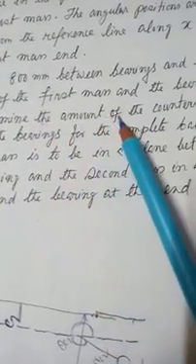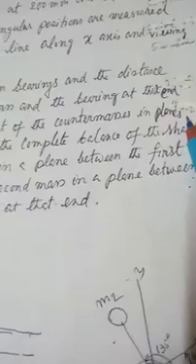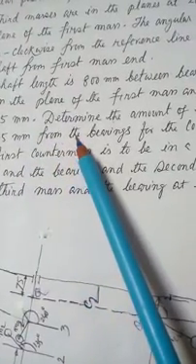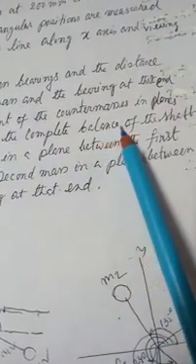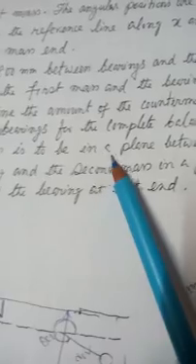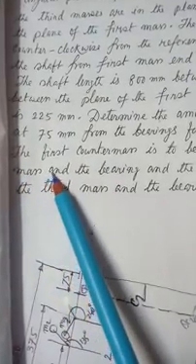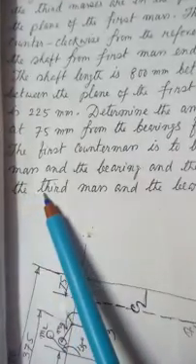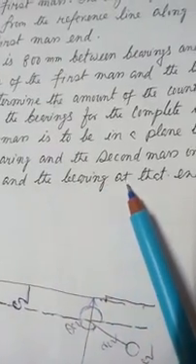Determine the amount of the counter masses in planes at 75 mm from the bearings for the complete balance of the shaft. The first counter mass is to be in a plane between the first mass and the bearing, and the second mass in a plane between the third mass and the bearing at that end.